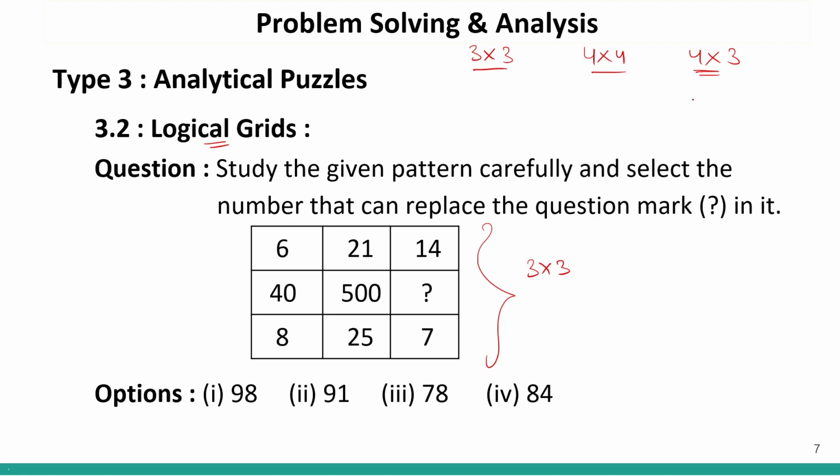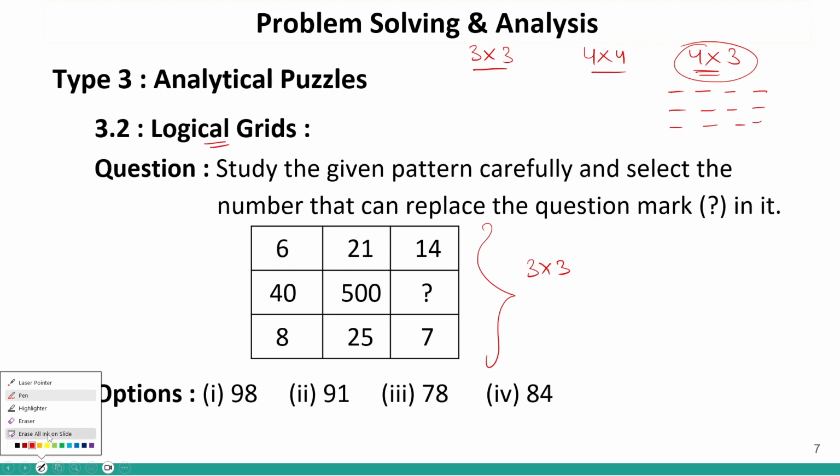And a 4 into 3 grid can either have like this. So 1, 2, 3. So this has 3 columns and 4 rows. Or you can get something like this, that is 4 columns and 3 rows. So this is also possible. So either of these 3 possibilities are there when it comes to logical grids. You can get a question from any of these types. Now, how to solve questions on logical grids?